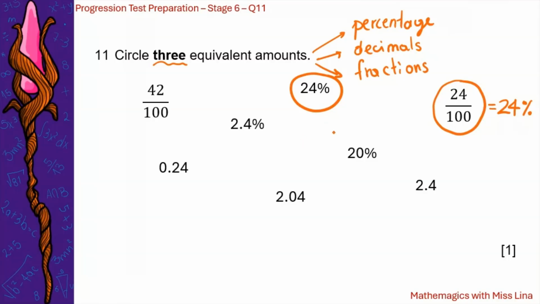And then we just need to find it as a decimal. Remember, as a decimal, we just move the decimal point here twice because it's dividing the percentage by 100. That is going to give us 0.24, which is here. So those three are the amounts that we should circle. And that's how you are getting the mark.